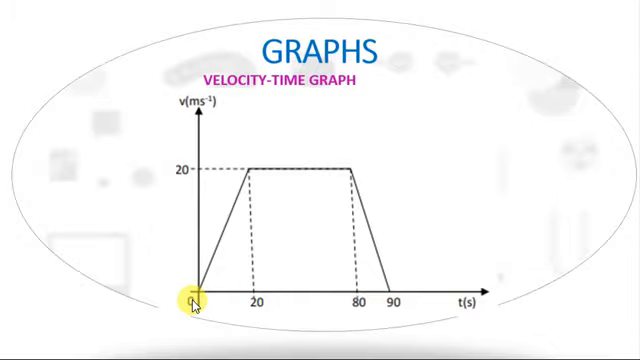For example, when the time was 0, I see the velocity was also 0, meaning the car started from rest, or the body was at rest. Now what happened? It moved, meaning it accelerated. Why do I say accelerated? The speed is increasing. We see here this line is indicating the speed is increasing. It increased from 0 up to 20. So it accelerated for 20 seconds and it attained the velocity of 20 meters per second.